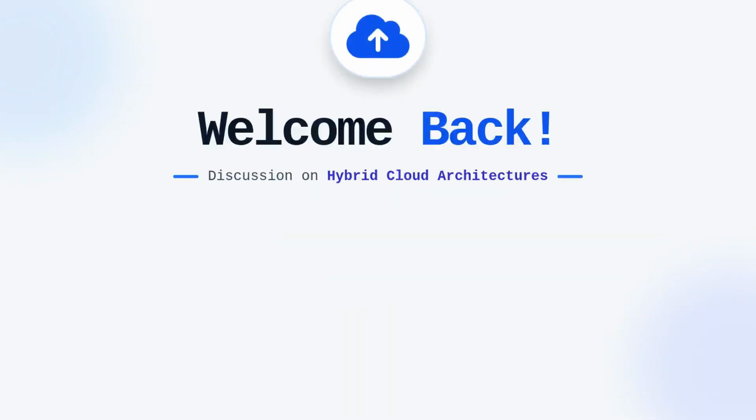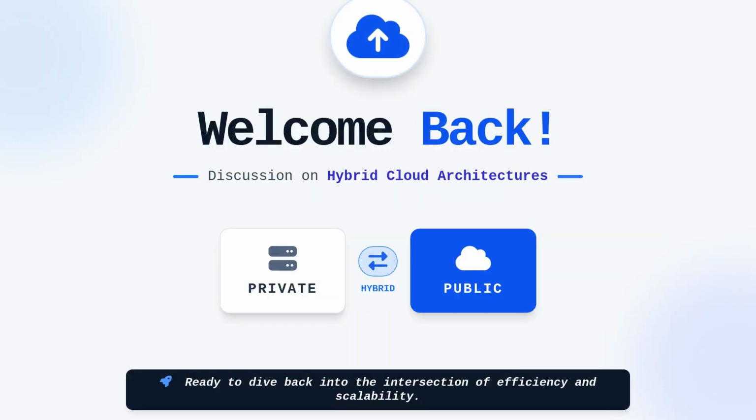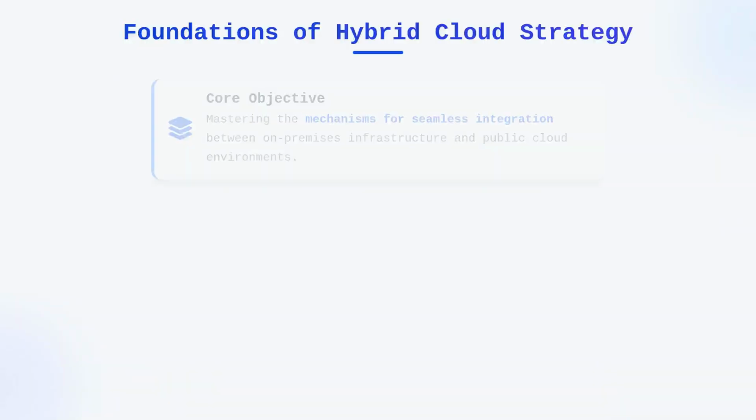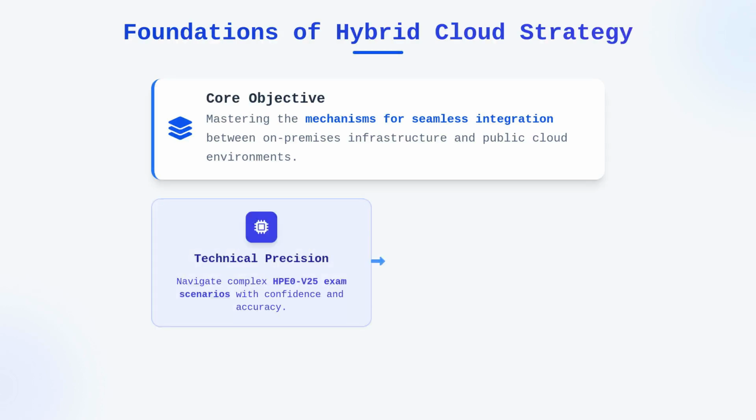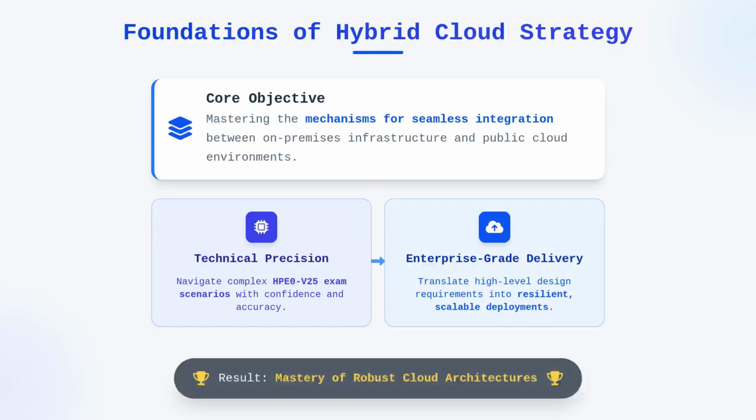Welcome back to our discussion on hybrid cloud architectures. In this chapter, we will master the foundational components of a robust hybrid cloud strategy, focusing on the mechanisms that enable seamless integration between on-premises infrastructure and public cloud environments. By the end of this module, you will possess the technical precision required to navigate complex HPE0-V25 exam scenarios and translate high-level design requirements into resilient, enterprise-grade deployments.